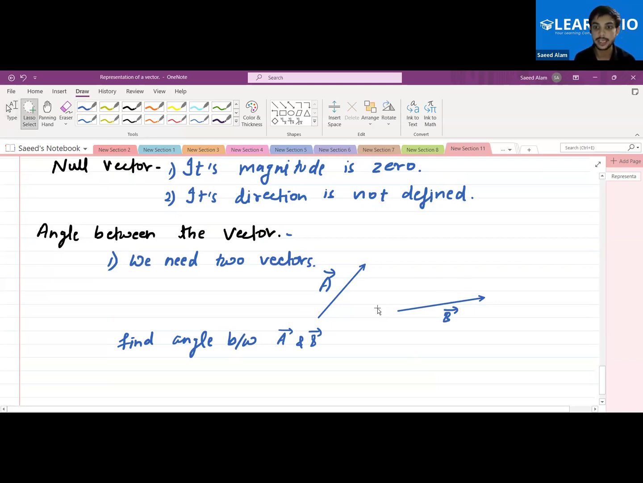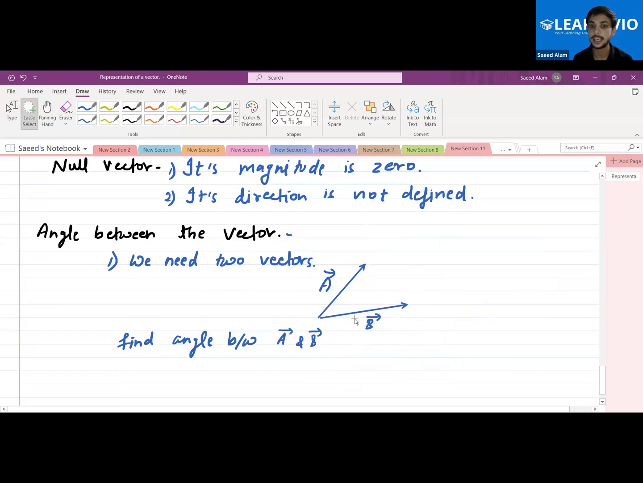So what we'll do here is take this B and start moving it, because we can shift it without changing its direction. Yes or no? Can we shift this vector without changing its direction? Yes. Okay, so we can shift it. And what is required here is that we join the tail to tail. Can you see this? I have joined the tail to tail.